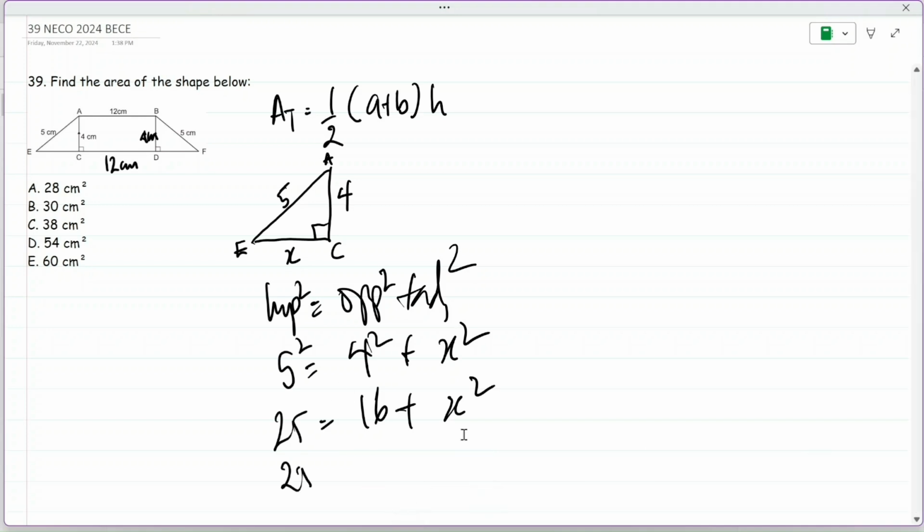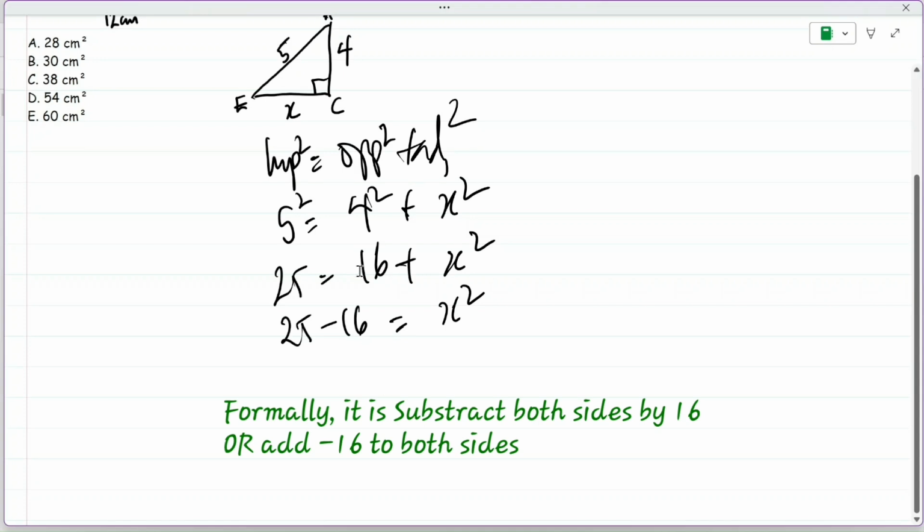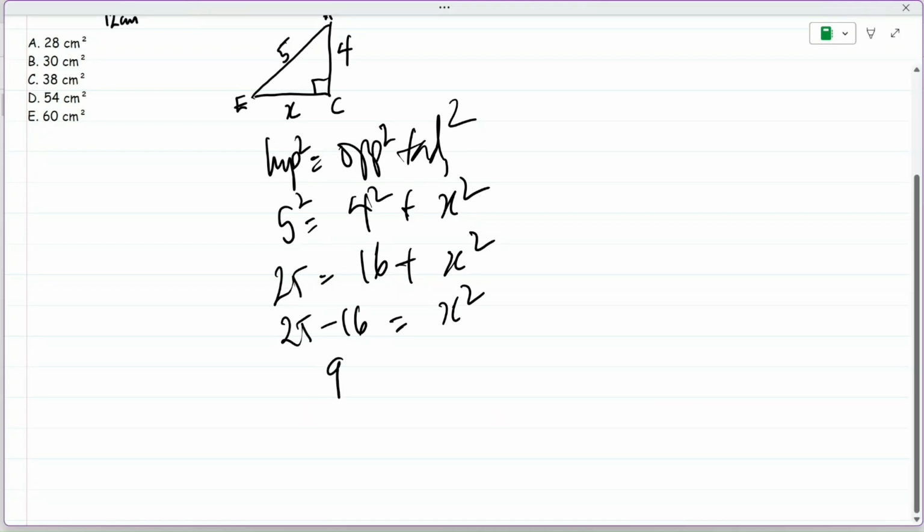So we have that 25 minus 16 equals x squared. We've taken out the plus 16, it crosses the equals sign, turns to minus 16. We have 25 minus 16, that's 9, equals x squared. Since we want our x squared on the left side and this on the other side, at this point we can switch them. We don't need to change the signs. We have x squared equals 9.